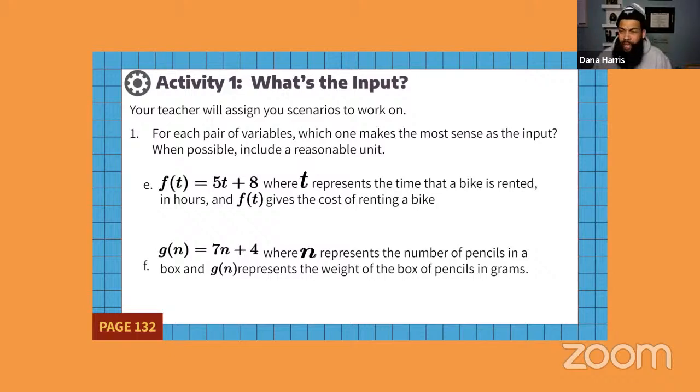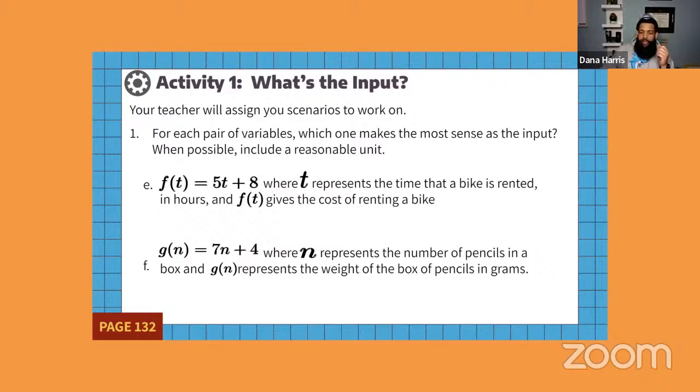Okay. So the time makes more sense as the input. Time makes more sense as the input because the cost, if you're renting a bike, it's going to cost you more with more time. If I rent the bike for 1 hour and you rent the bike for 5 hours, you're going to probably pay more money.